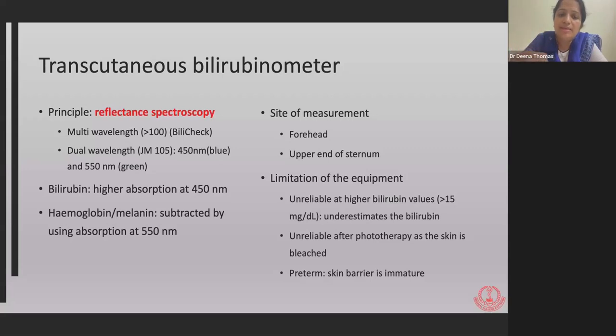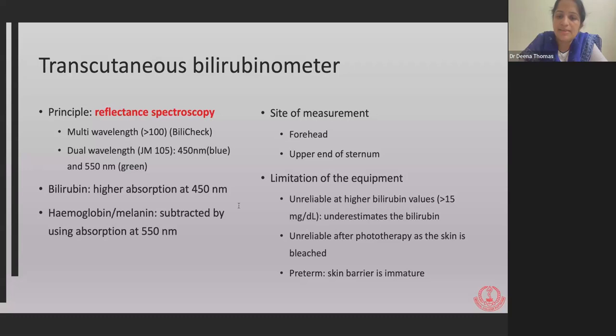Bilirubin is absorbed at 450 nanometer, but other things like hemoglobin and melanin are also absorbed, at 550 nanometer, and hence the machine uses a calculation to find out the bilirubin present in the baby. The light is reflected onto the forehead or the upper end of the sternum, which is the site of measurement, and is reflected back into the machine, and the machine calculates how much bilirubin is present in the tissues.